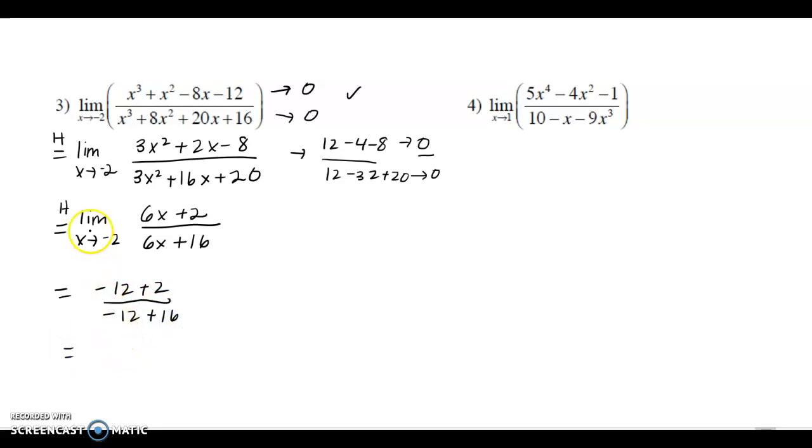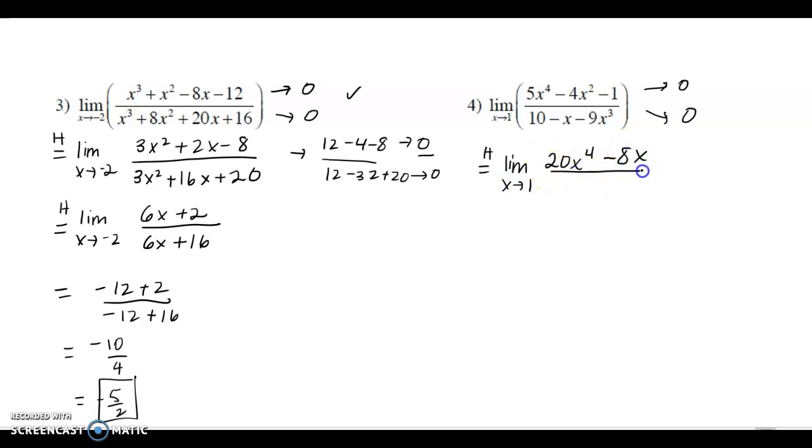And so I'm going to have -10 over 4, which is -5 over 2. Same idea for number 4. If I evaluate at 1, I'm going to get 0 and 0. It's pretty straightforward when you have polynomials. You just want to check and make sure you get the 0 over 0, because sometimes they can give you problems that look like they're L'Hopital's rule, but they're not actually. So you have to be careful not to use it when you're not allowed to.